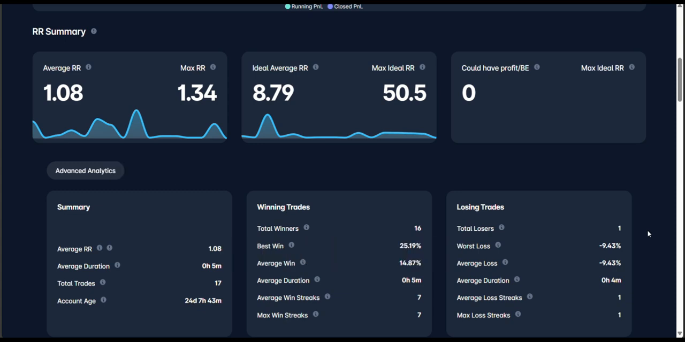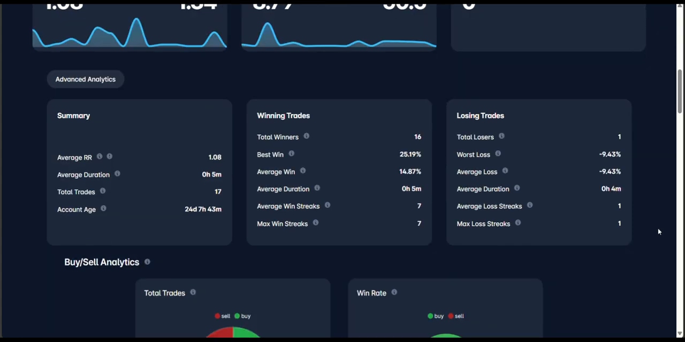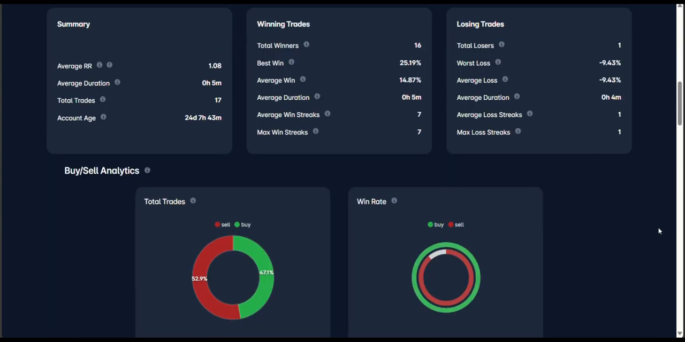Here you can take a quick look at the statistics. I was going for 20 pips. I love taking 20 pips because you just finish your day quick, you make your money quick in and out.